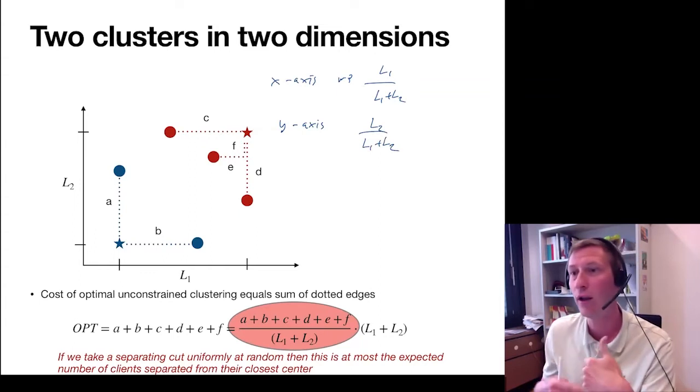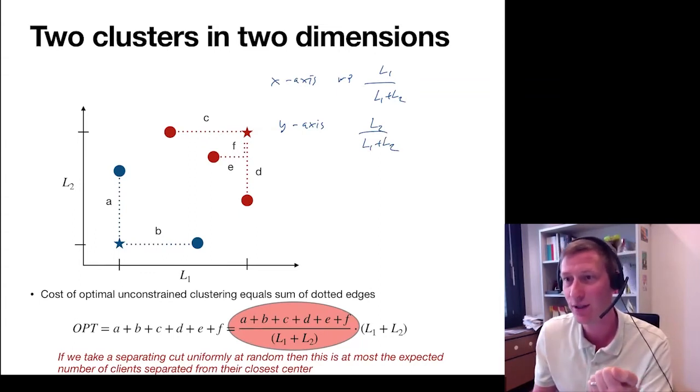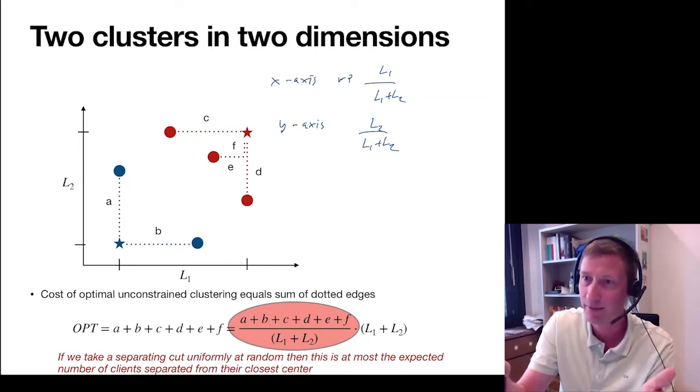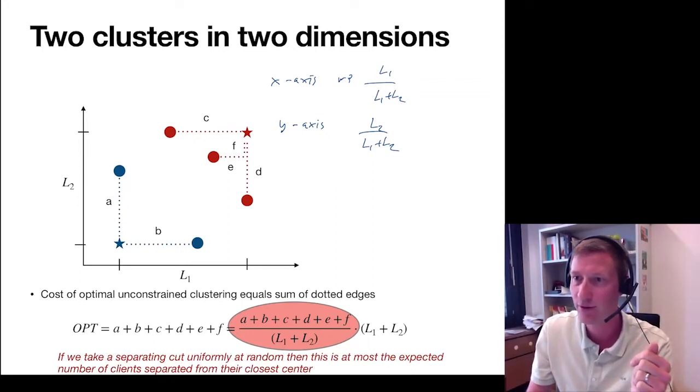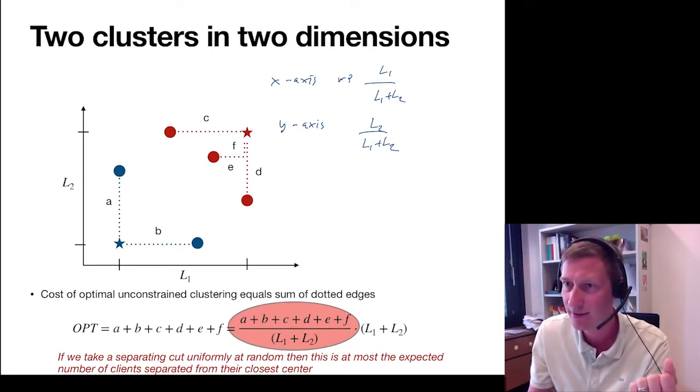So you can think of all cuts as having the same probability. You first select that I'm going to cut through the x-axis with probability L1 over L1 plus L2, and then you select a uniform at random cut among the interval of length L1. So yes, all the cuts have the same probability. Does that make sense? Did that answer your question? Yeah.